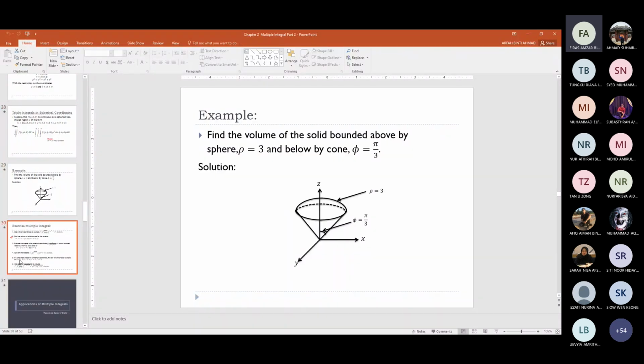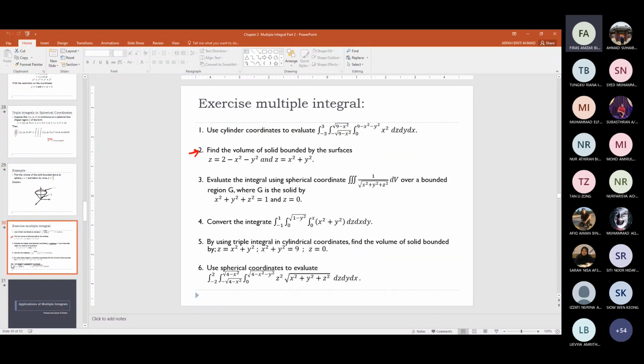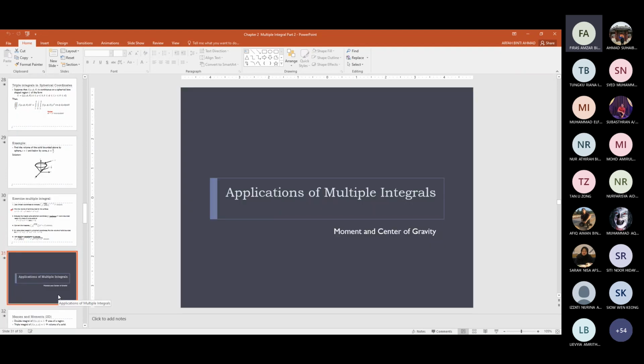So from here we have gone through this exercise, how you are going to evaluate the multiple integral, okay, for all of these functions. So the next one, kita ada application of multiple integral.